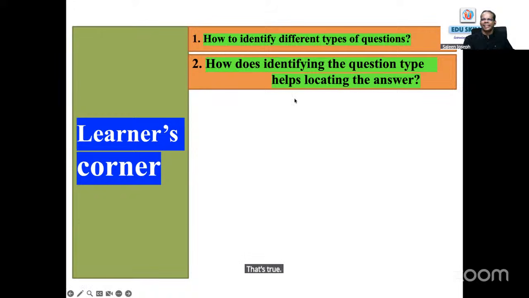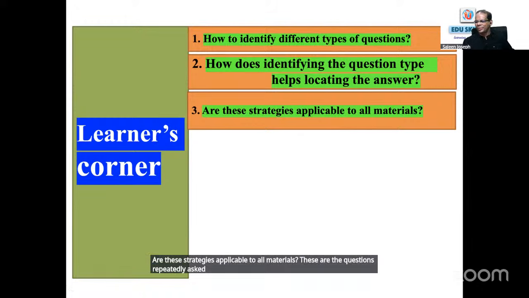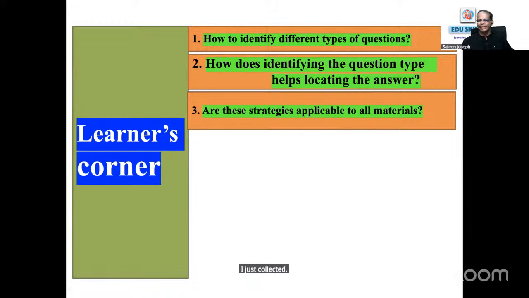Then the third one. Are these strategies applicable to all materials? These are the questions repeatedly asked by students. I just collected them. Are these strategies applicable to all materials? Just type in yes or no, so that I know how many of you know. 1 no, 2 yes.